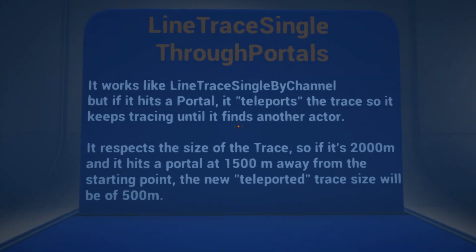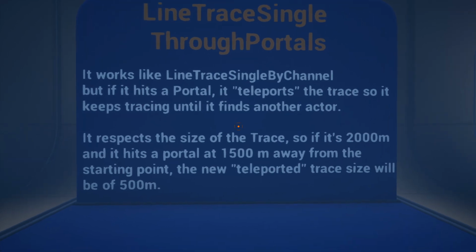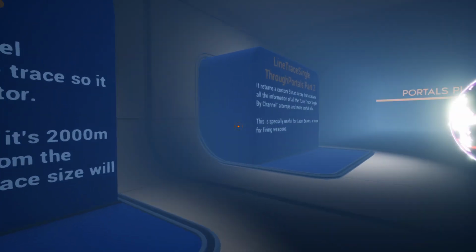So they will work just like line trace single by channel works, but if it hits a portal, it teleports the ray. So if the ray has a length of 2000 meters and it hits a portal at 1500 meters from the source, a ray of length 500 meters will be cast from the connected portal.